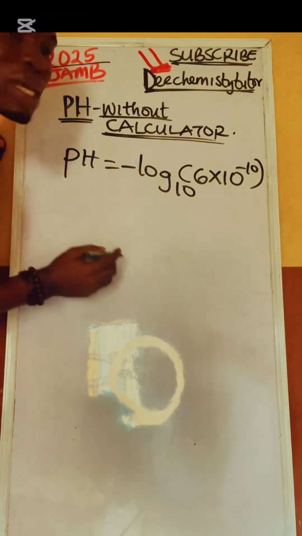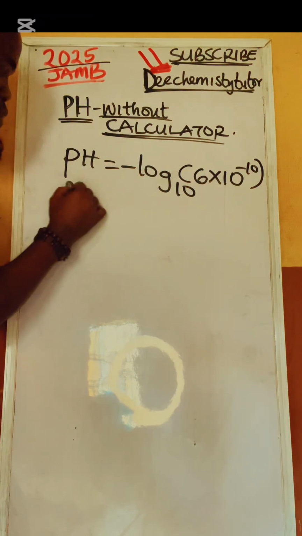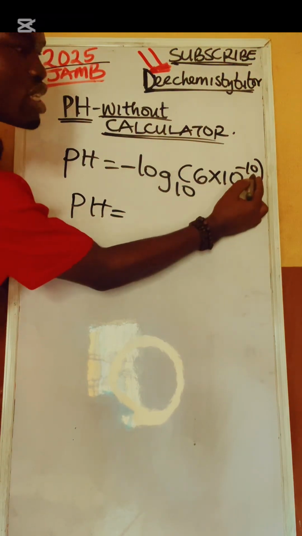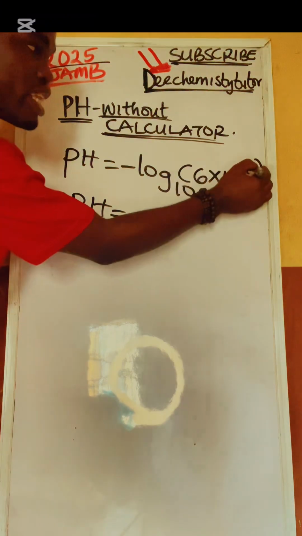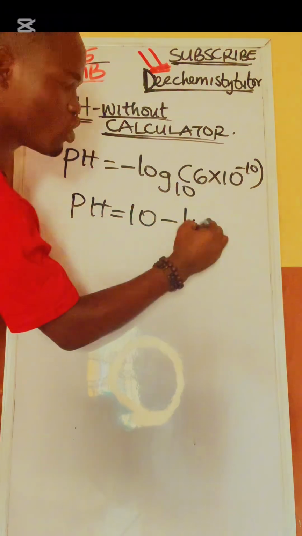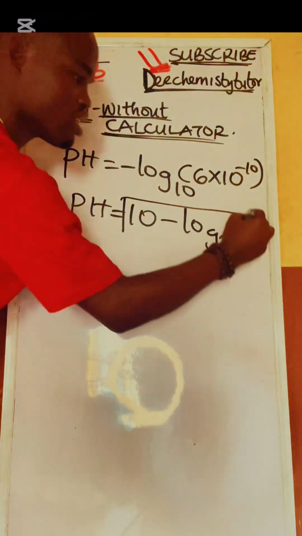6 times 10 raised to what? Minus 10. Just say pH equals to, what is here? Minus 10. Don't write minus 10. Just write what is here? 10 minus log 6. This is the answer.